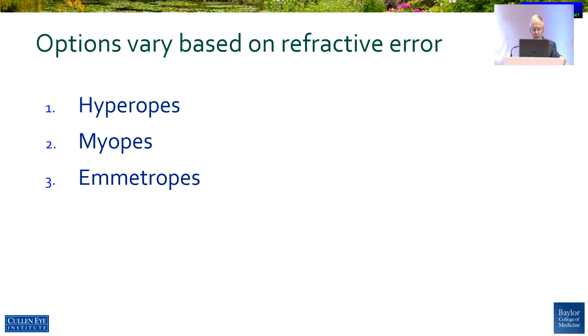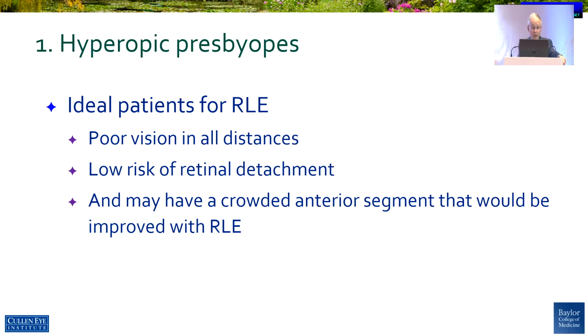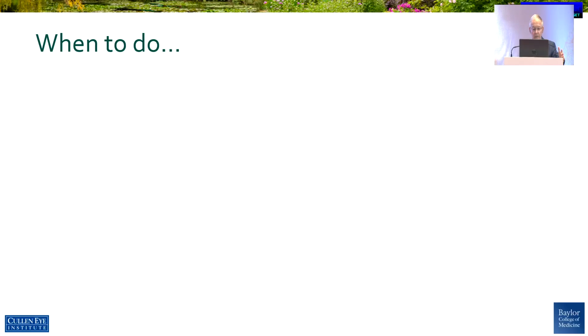Okay. So when you think about refractive lens exchange in presbyopes, I like to group them into three categories: hyperopes, and you've heard this very well in the prior two talks, myopes, and emmetropes. Hyperopes really are the most ideal patients because they have poor vision at all distances, very low risk of retinal detachment, and they often have a crowded anterior segment that would benefit by removing the lens.